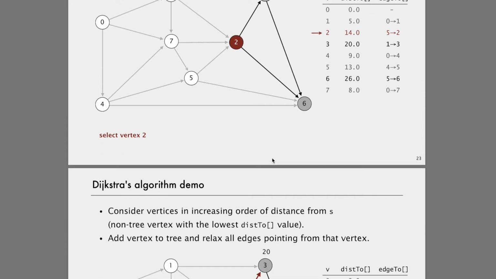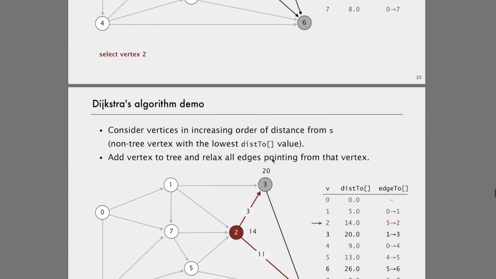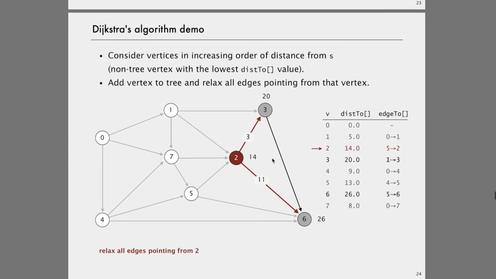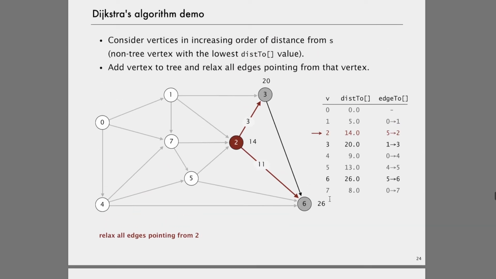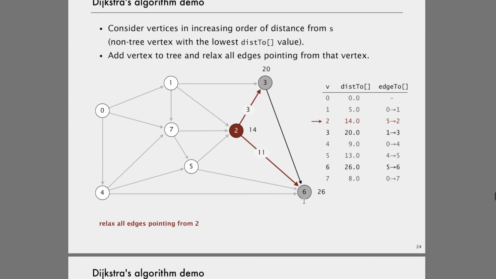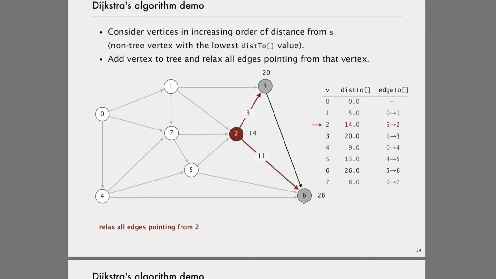This is a 2 from the source, 14. So 3, it's 20, and to 6, it's 26. Relax its edges. And it gives us again new shorter paths both to 3 and 6.